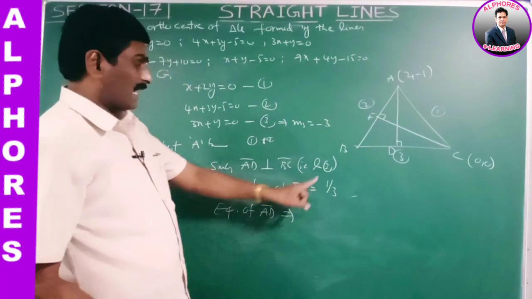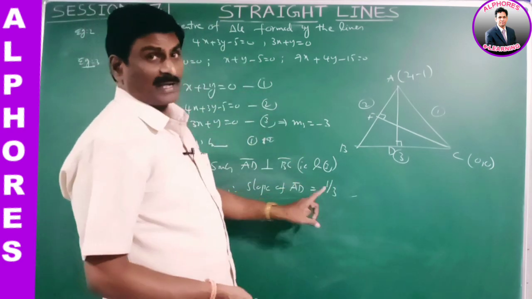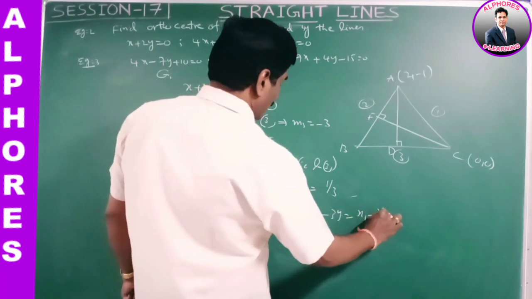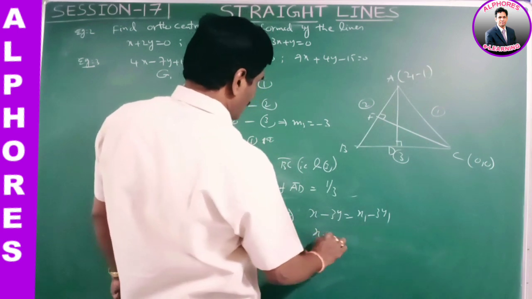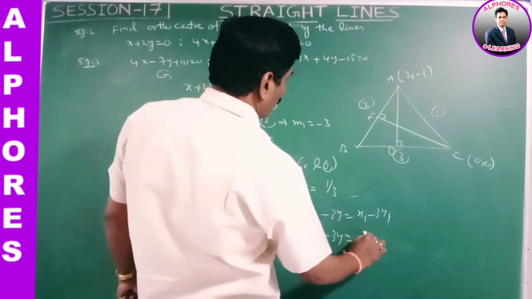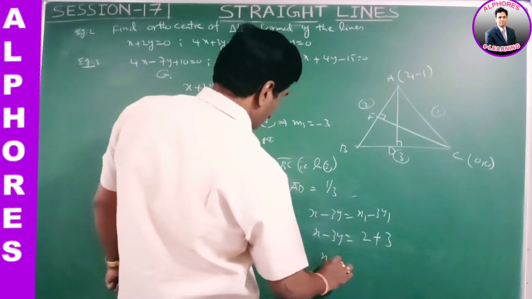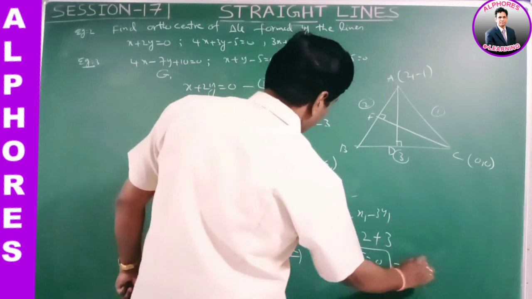So, equation of AD. If the slope is a by b, what is the equation? y minus y1 is equal to m into x minus x1. Here x minus 3y is equal to x1 minus 3y1. x1 means 2, y1 means minus 1. That means x minus 3y is equal to 2 minus of minus, means plus 3. That means x minus 3y minus 5 is equal to 0. It is the equation of AD.